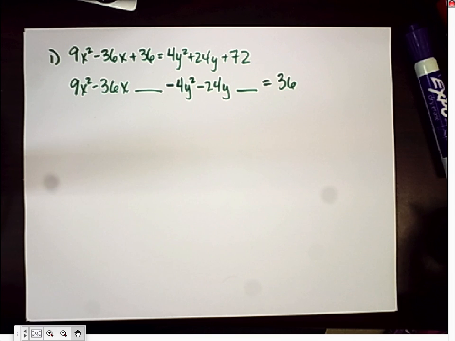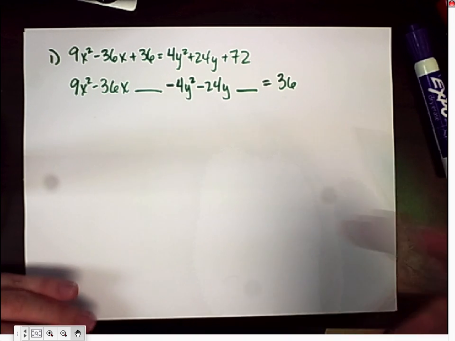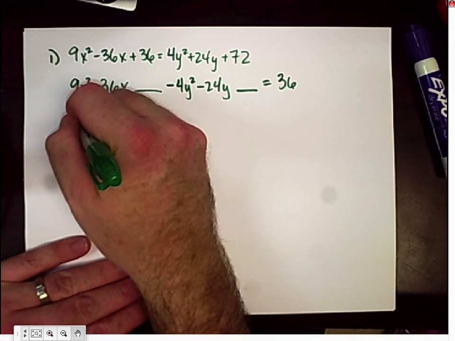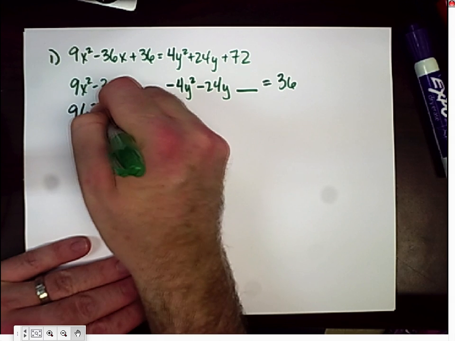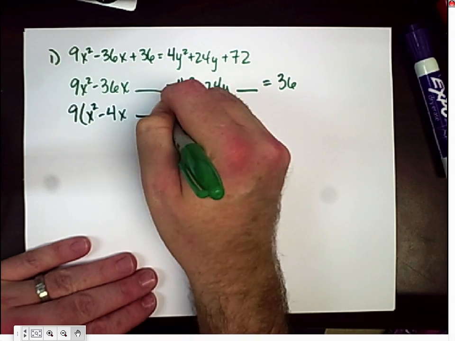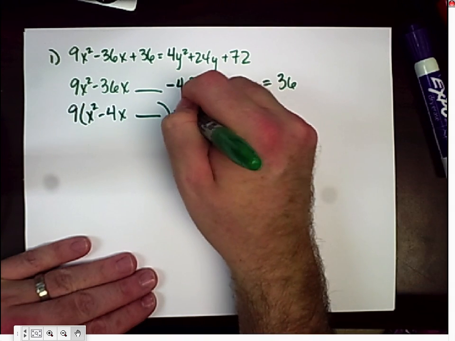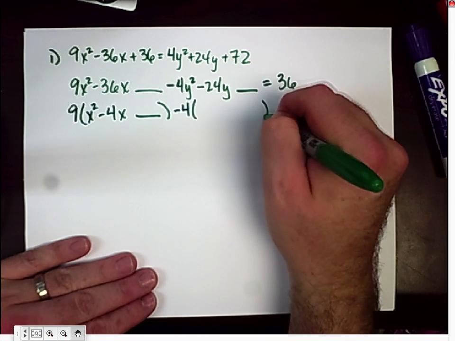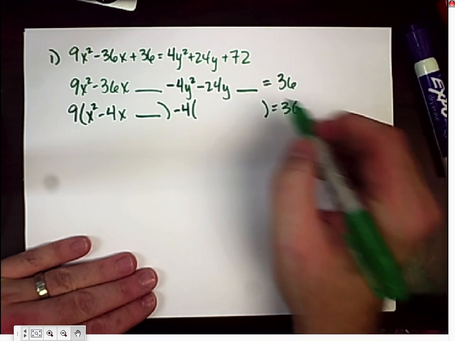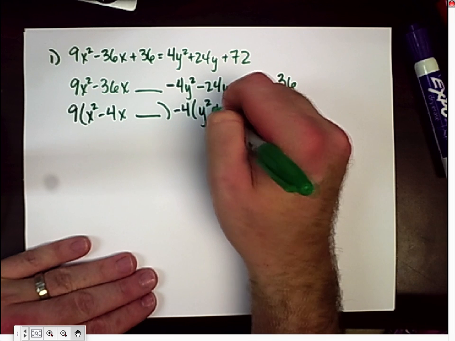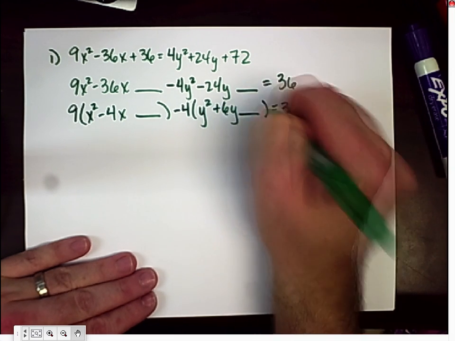So what do I need to do before I can complete the square? Factor out a 9, factor out a negative 4. So we've got 9 parentheses, x squared minus 4x, leave a space. Negative 4 parentheses, what goes inside that parentheses? Y squared plus 6y. Okay?